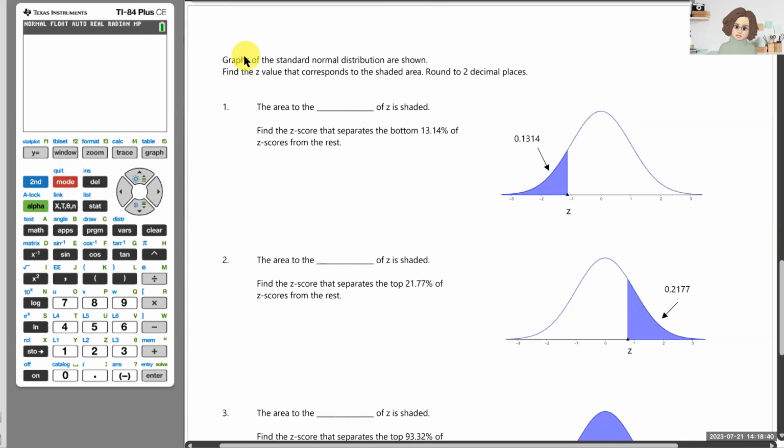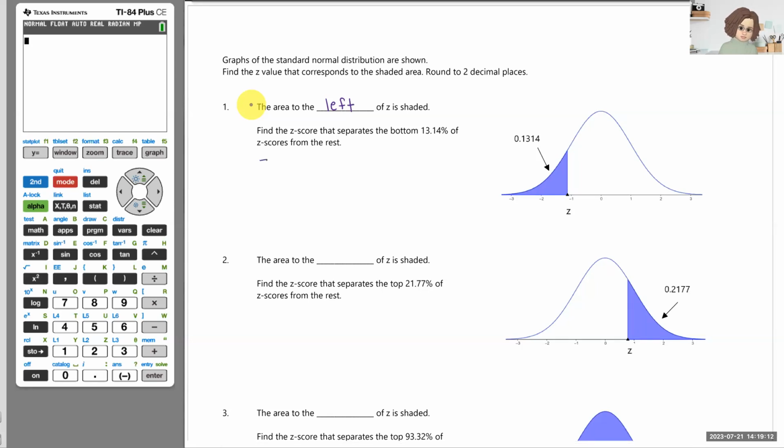All right, so I have some graphs of the standard normal distribution, and we are going to be looking for the z value that corresponds to the shaded area, and we'll round to 2 decimal places. The thing I don't know is this data value z. In this picture, I do know the area to the left of it. So I'm making a note here that it's the area to the left of the z-score that has been shaded. In order to find the z-score, z, we always inverse norm that area to the left of it.